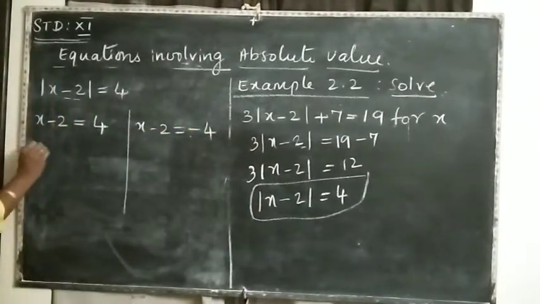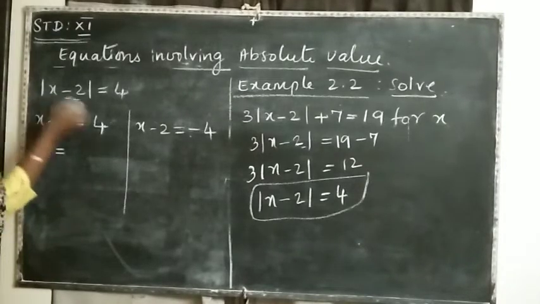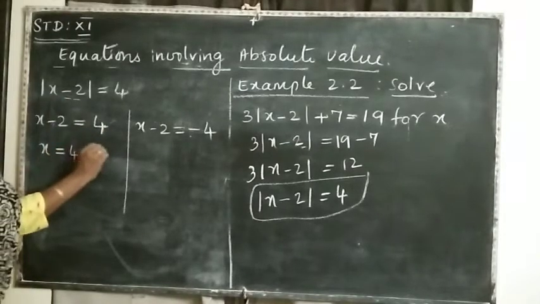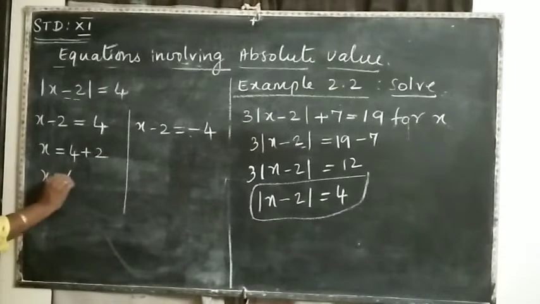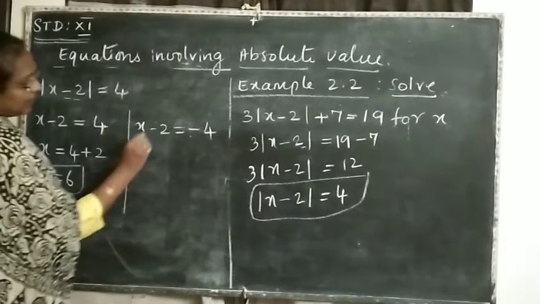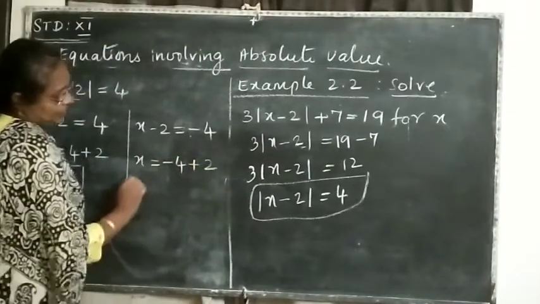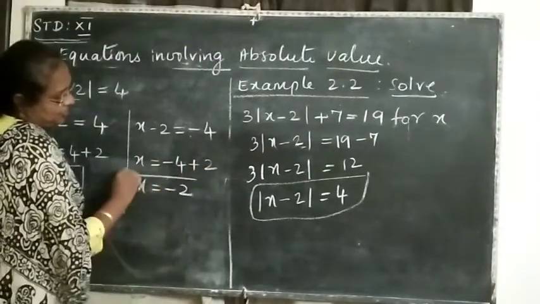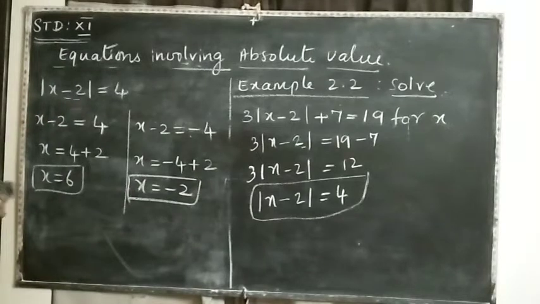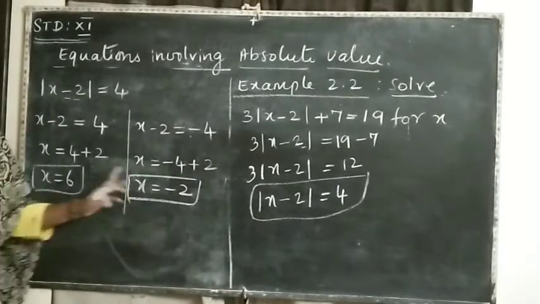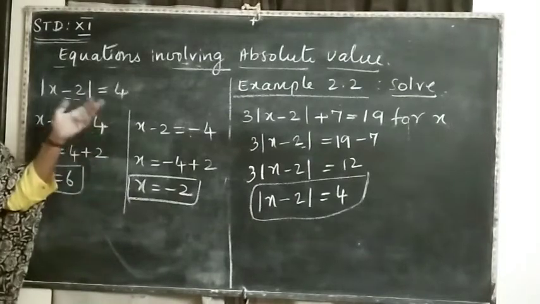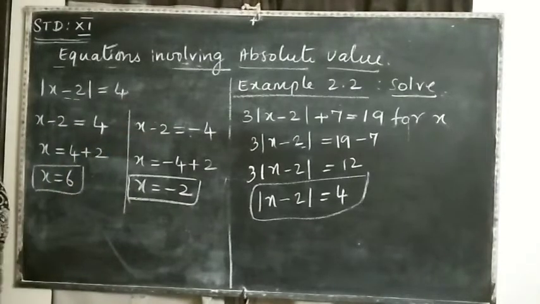So now this is very simple. So x is equal to minus 2 if it goes to that side. 4 plus 2, so x is equal to 6. Now in the same way, x is equal to minus 4 plus 2. So x is equal to minus 2. Now these two, x is equal to 6 and x is equal to minus 2, are the two values of the given equation. Is it clear? So very important.